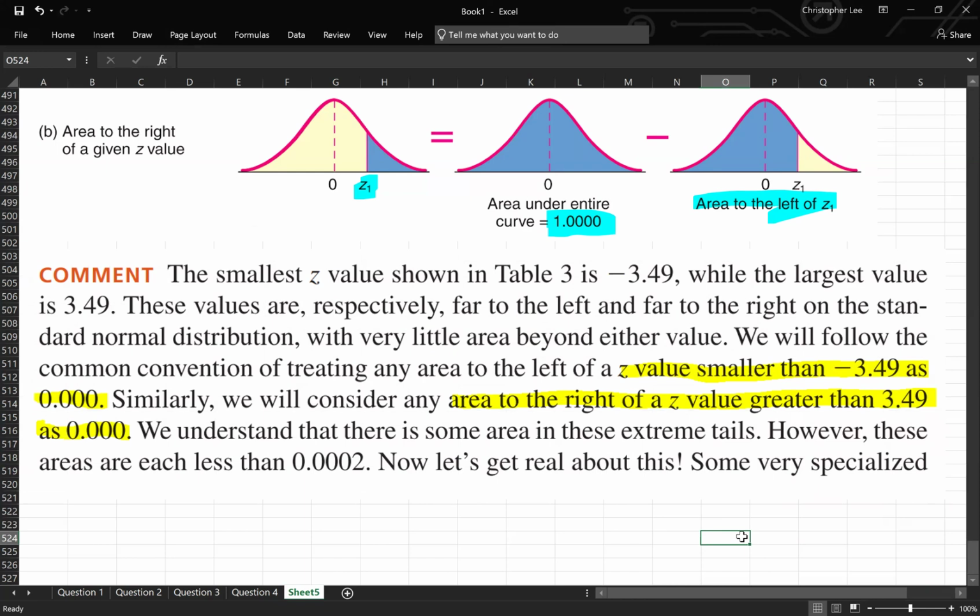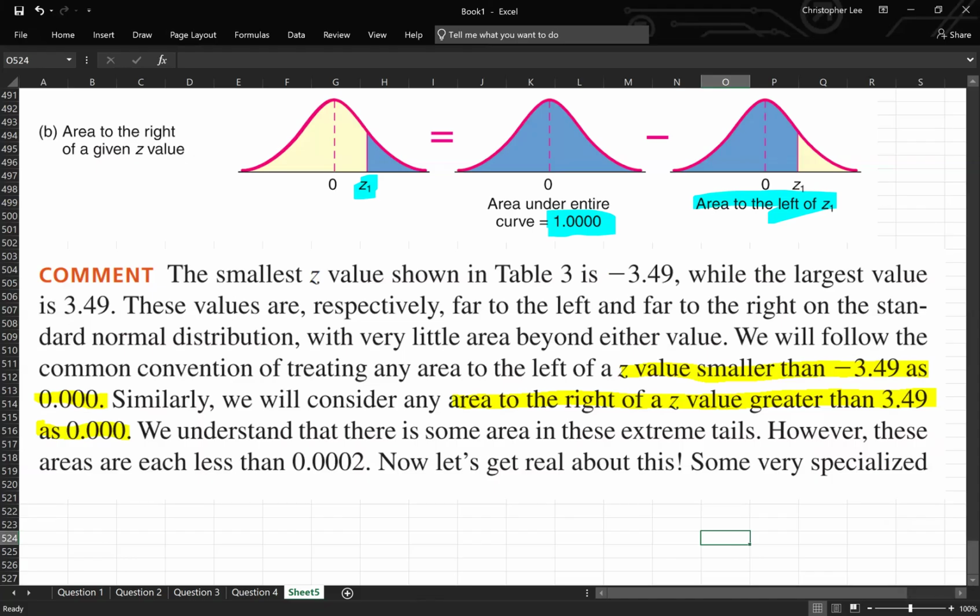We will follow the common convention of treating any area to the left of a z value smaller than negative 3.49 as 0, just flat out 0. And similarly, we will consider any area to the right of a z value greater than 3.49 as 0 as well. So we understand that there is some area in these extreme tails. However, these areas are each less than 0.0002, right? So now let's get real about this.